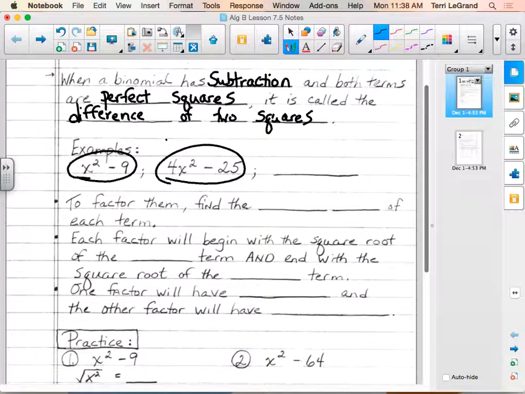Okay, who wants to give us a third example then? Who wants to make up one for us that would be another good example of a difference of two squares? Juan's got a grin on his face, he wants to. Go for it, Juan.